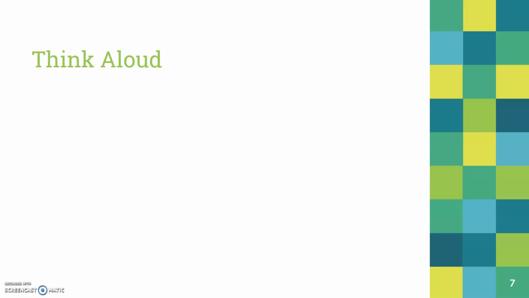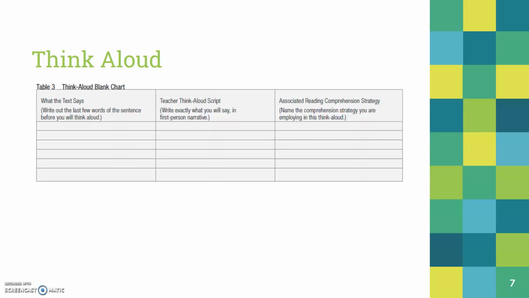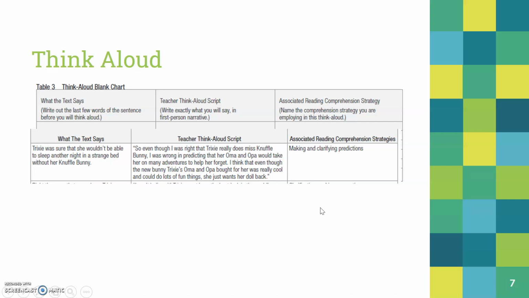After you select 1 or 2 strategies and the text that you're going to use them on, then it's time to plan for the think aloud. Ness and Kenny recommend filling out a chart ahead of time to think about what part of the text you will pause at, what you're going to say in order to help make your thinking explicit for students, and the specific reading comprehension strategy that you're going to use. So it would look something like this.